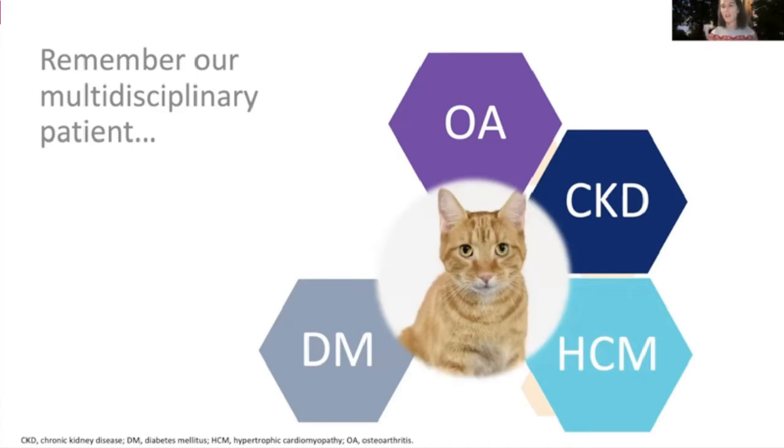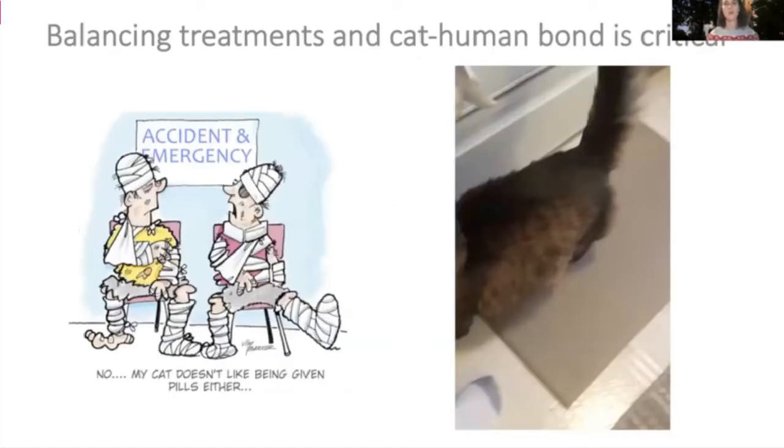But we have all these other pieces as well. This cat may be receiving other medications or other therapies. And so we have to really think about how we balance our treatments and the human and cat bond, and how we maintain that human and cat bond. So we know that there's a limited number of pills that cats can be given. And some cats take them much better than others.